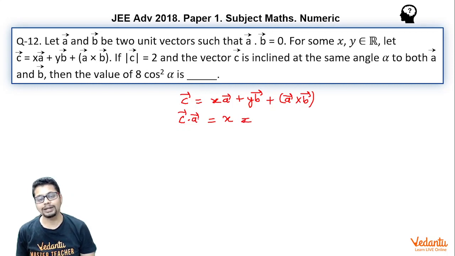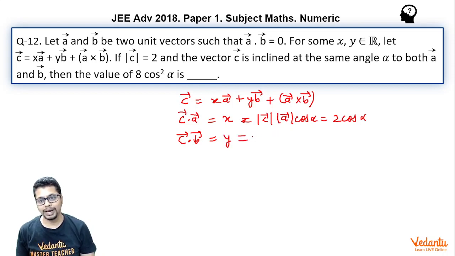And now what is C vector dot A vector? It is magnitude of C vector, magnitude of A vector, cos alpha. Now what is magnitude of C vector? It is 2, magnitude of A vector is 1. So essentially it becomes 2 cos alpha. Now similarly, when you take dot product with B vector on both sides, you would get C vector dot B vector equal to y, which in the same way would be magnitude of C vector, magnitude of B vector, cos alpha. Magnitude of C vector is 2, magnitude of B vector is 1, and you get times cos alpha.